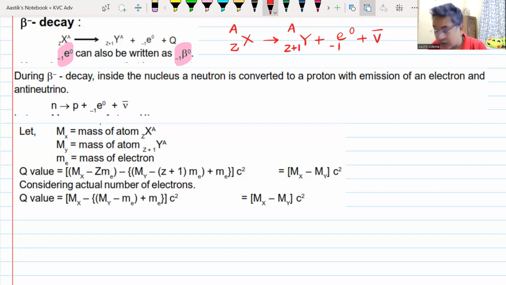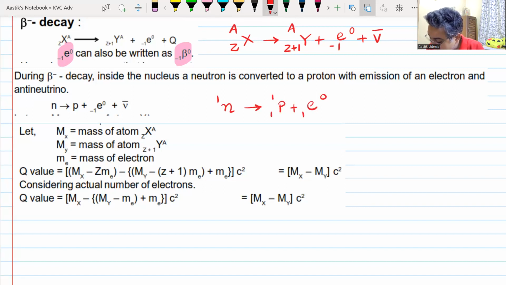Now how is this reaction happening inside the nucleus? A neutron is getting converted into a proton. Proton has a mass number of 1 and an atomic number of 1, plus it gives out an electron.